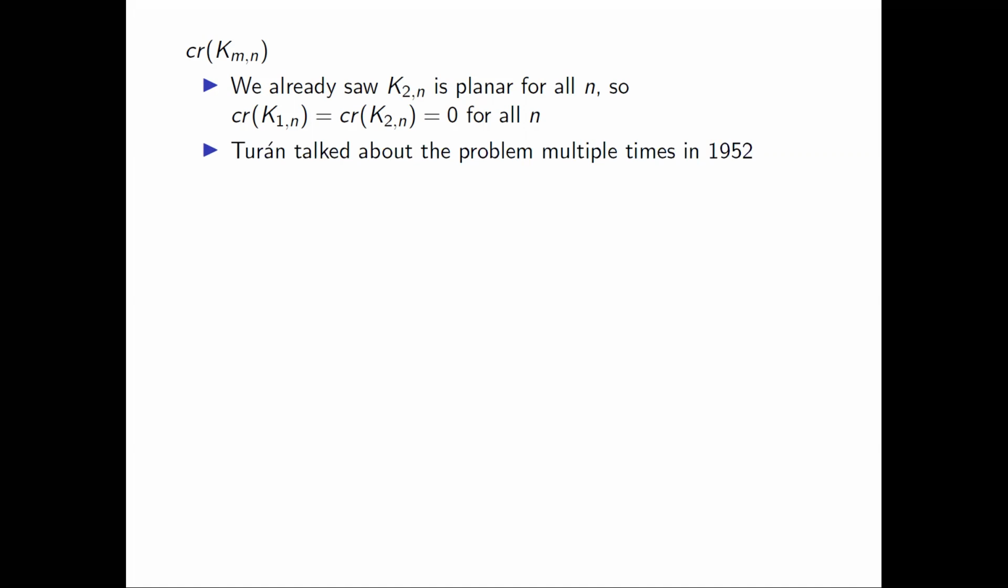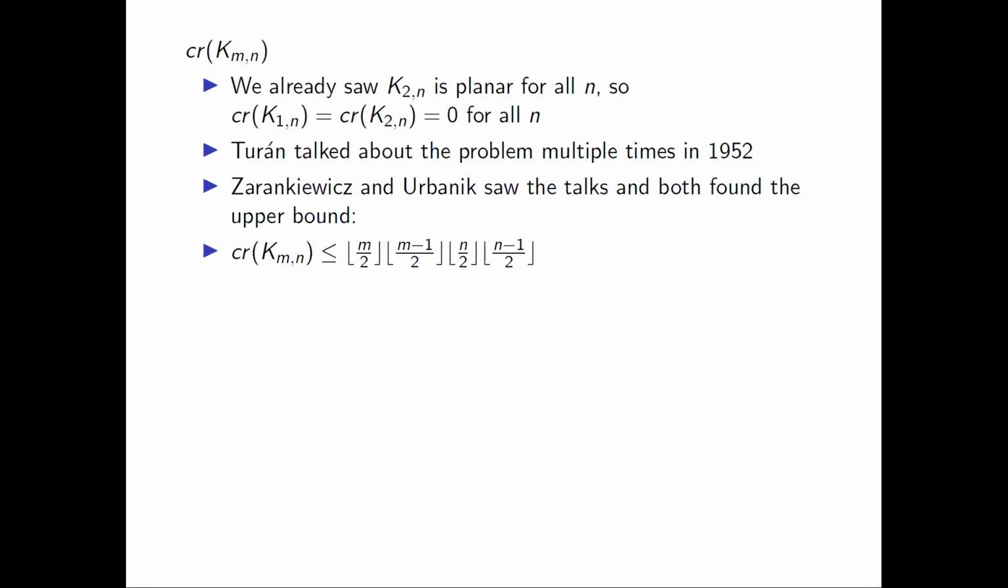And in 1952, Turán gave some talks about this crossing number problem. And he posed this problem of finding the crossing number for the complete bipartite graph. And at least 2 people considered that problem, and they both found the same upper bound on the crossing number of K sub M comma N. So one of them was Zarankiewicz, the other one was Urbanik.